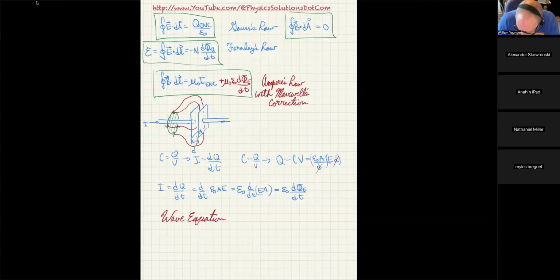Hopefully you remember this from chapter 15 and 241, but in general, a wave equation looks like this. It's the second partial derivative with respect to x squared or y squared or z squared. And it's going to be a derivative of something. And that was a big problem.